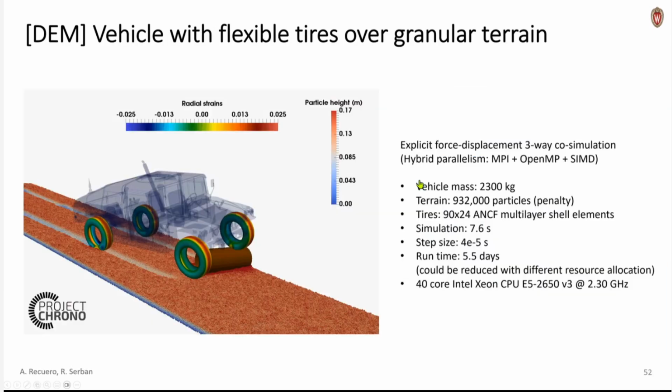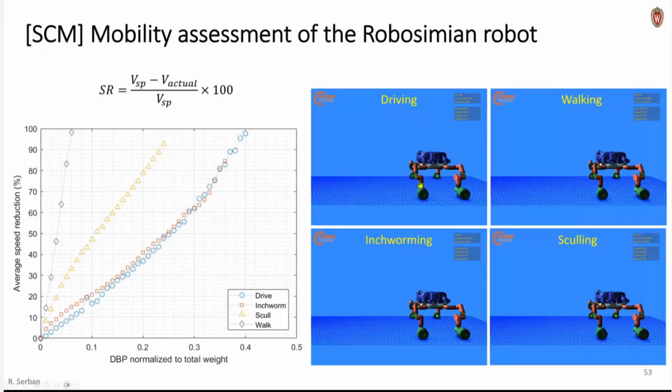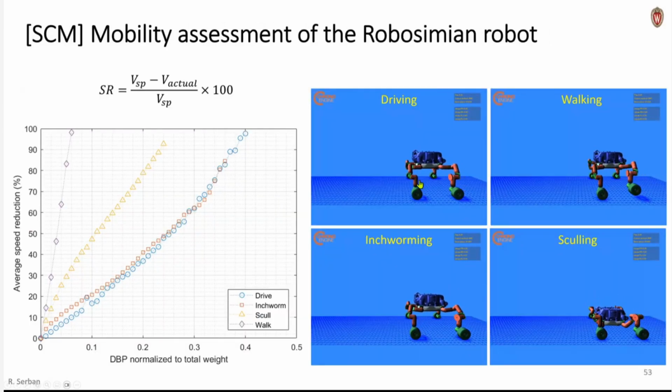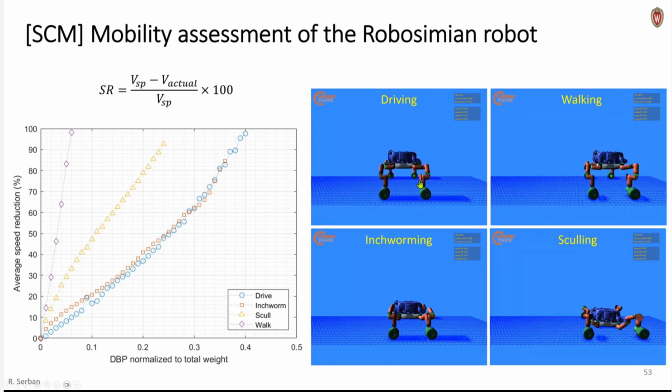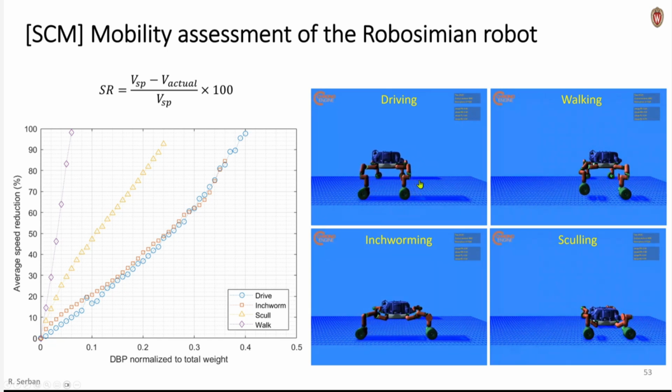Okay, so this was just an example of simulating a complex scenario of a vehicle going over deformable terrain, in this case, granular terrain, and hitting some obstacles. This was an interesting project that we had with JPL quite a while ago. They were building this RoboSimian robot, and they were playing with different ways of actuating the robot so that it can move. It has wheels, so it can drive. It can just fix the wheels and walk like that, or it can do some weirder motions in order to advance itself. And they didn't know which one is more energy efficient.